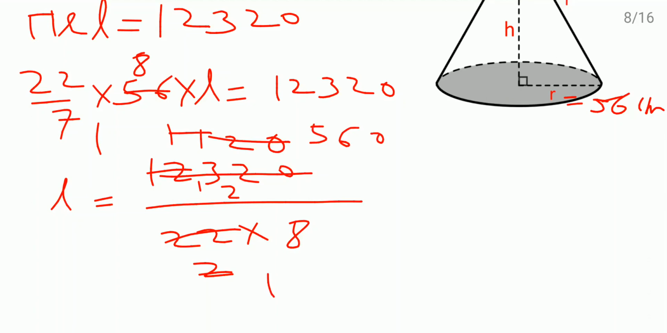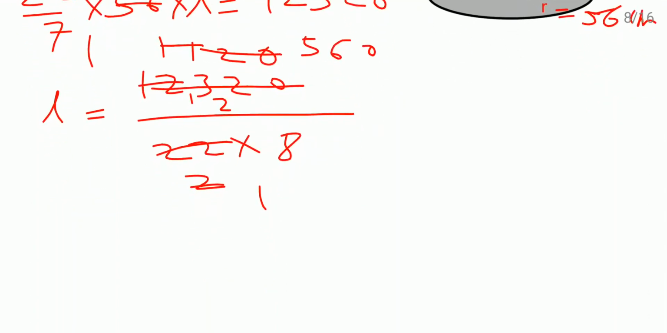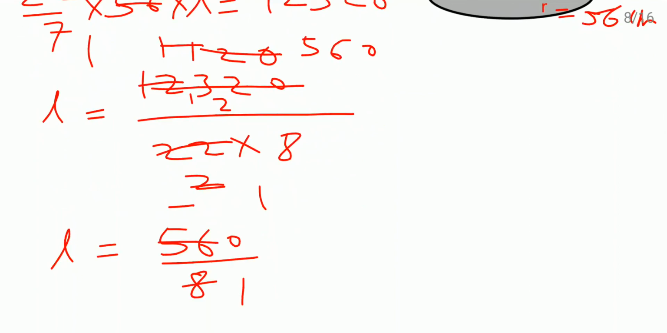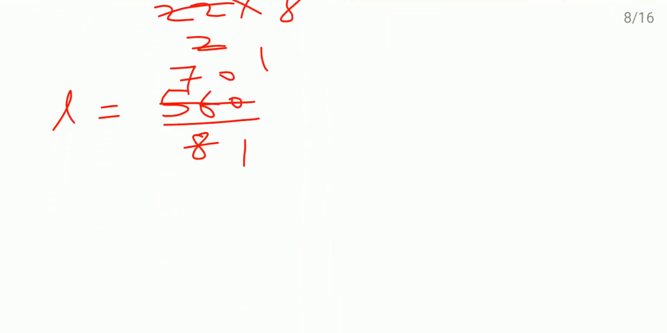So chalo, we'll write down one more step. L is equal to 560 by 8. So 8 ones are 8 and 8 sevens are 56. This 0 as it is. So we got the slant height. So slant height is equal to 70 centimeter. We need to find out the height.